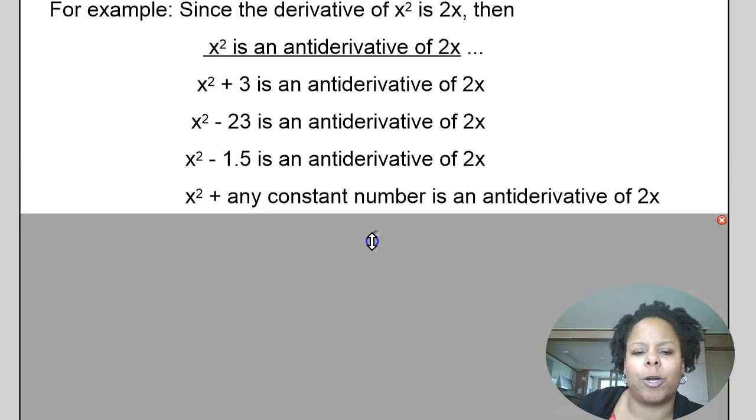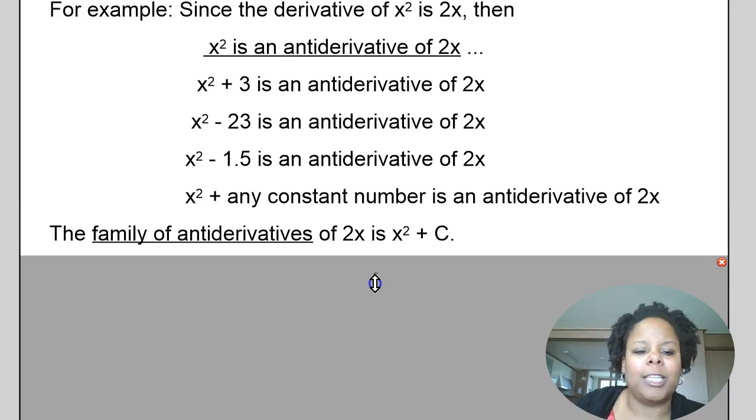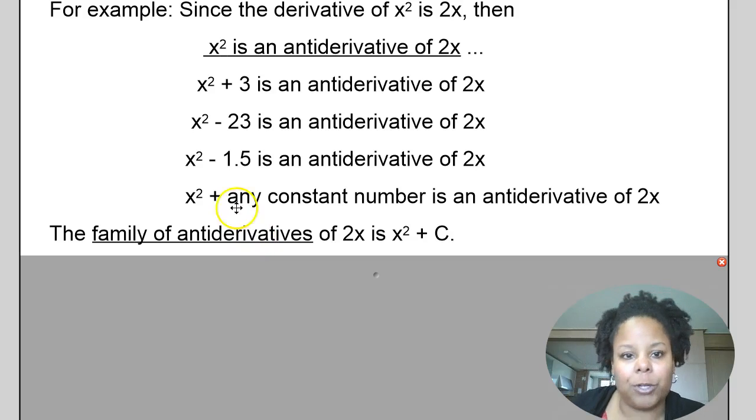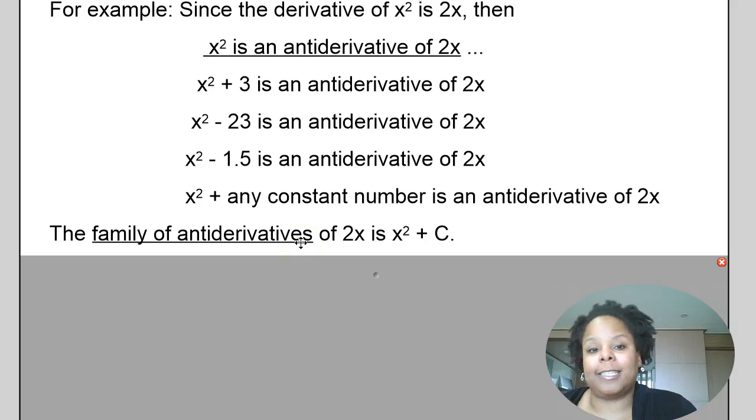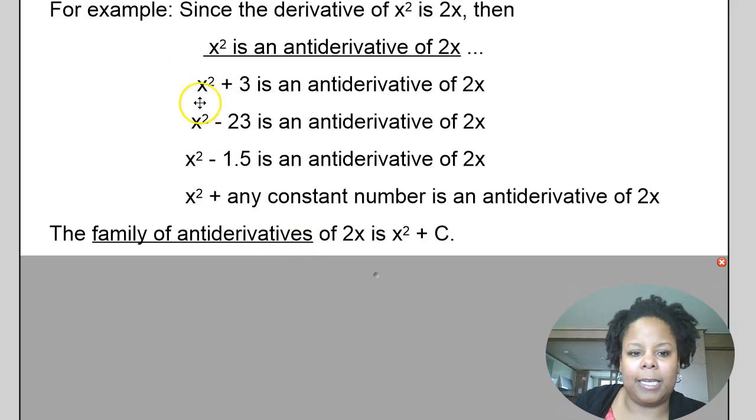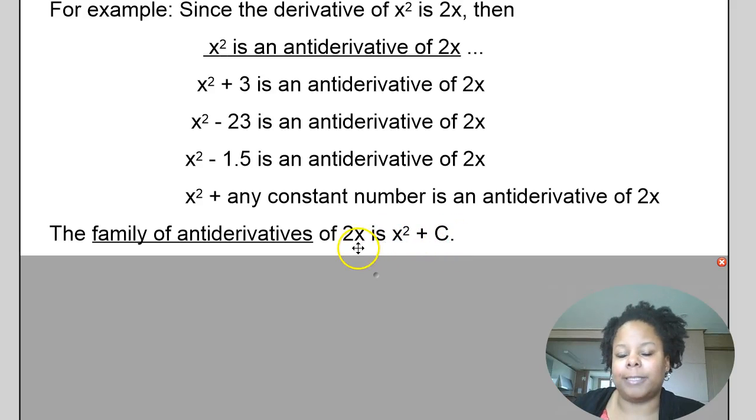In other words, x squared plus any constant number is going to be an antiderivative of 2x. And that's why we say the family of antiderivatives of 2x is of the form x squared plus c. So there's a difference between an antiderivative and the family of antiderivatives. This can be any expression, x squared plus any number, but the family of antiderivatives is a group of functions whose derivative is going to be, in this case, 2x.